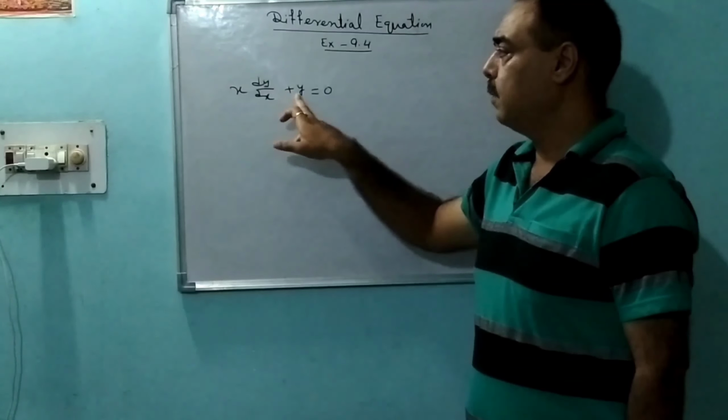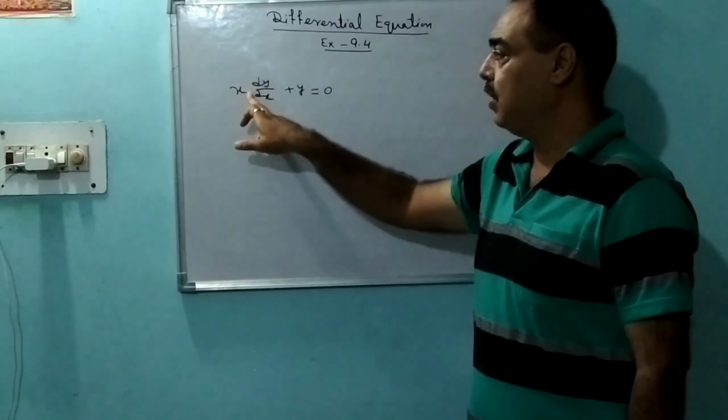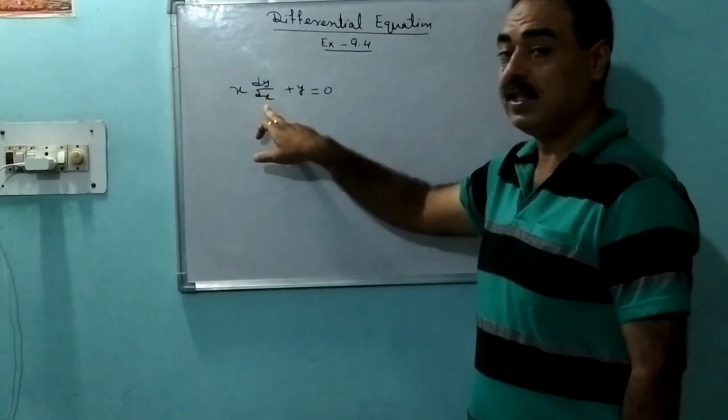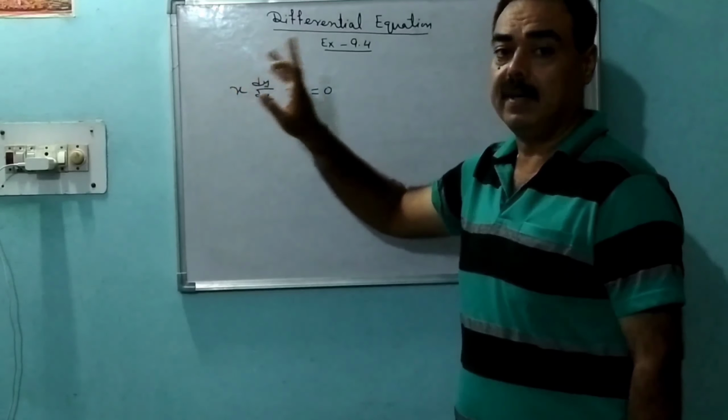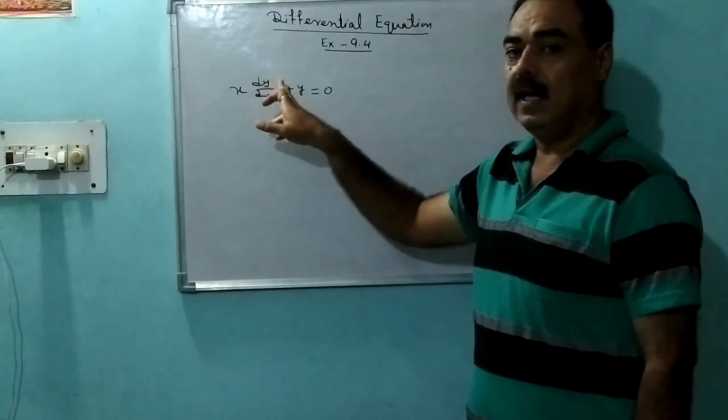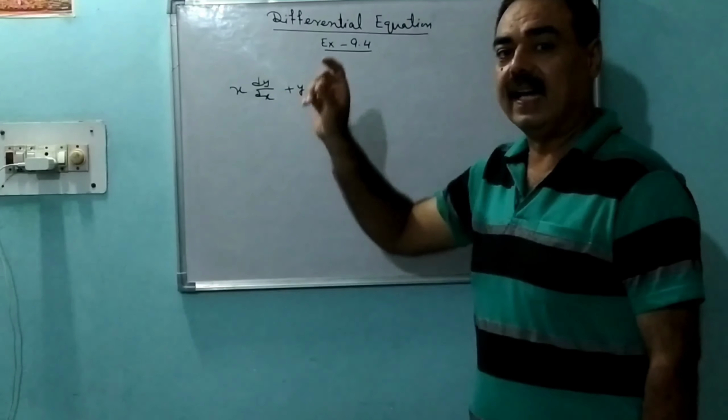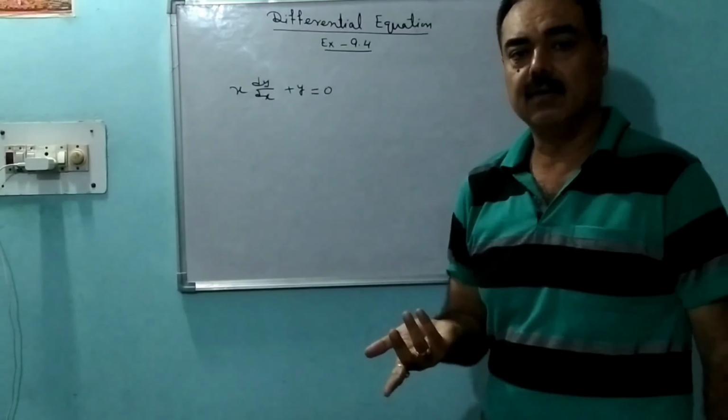x dy by dx plus y is equal to 0. It consists of a differential coefficient. y is the dependent variable and x is the independent variable. If it were dx upon dy, then x would be dependent and y would be independent, simple.